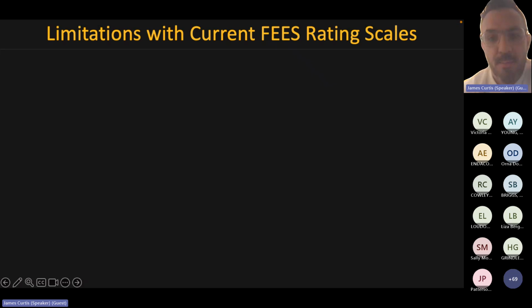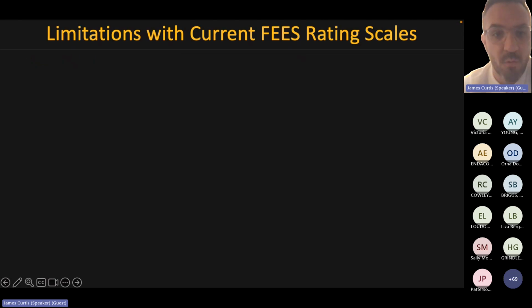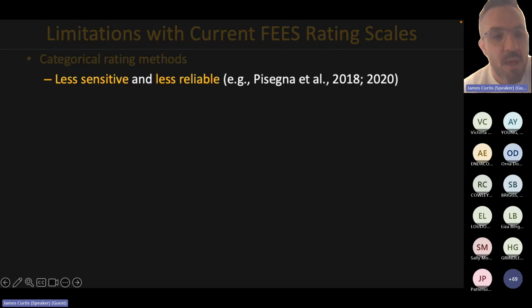So there have been lots of really wonderful rating scales that have been developed for FEES, and everything has its benefits and limitations. Some of the FEES rating scales that have been developed are, from a limitation standpoint, typically a little bit less sensitive and less reliable.